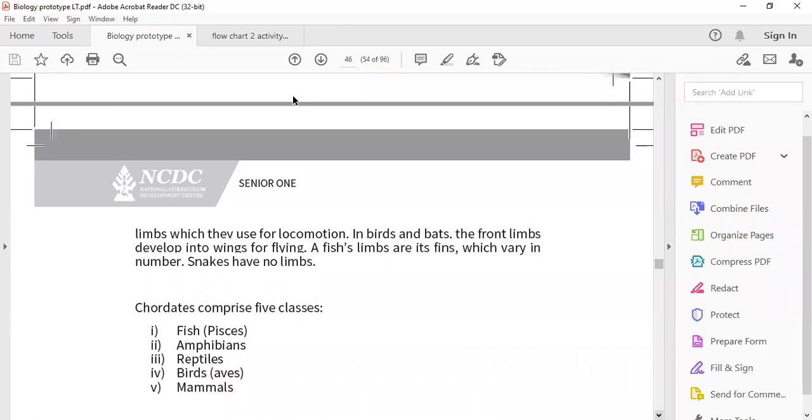Yes, Teddy. I'm asking, what is the use of a spinal cord? Can anyone help us understand the use of a spinal cord? Anyone who can help my friend Teddy? Teddy, anyone who can help before I come in?